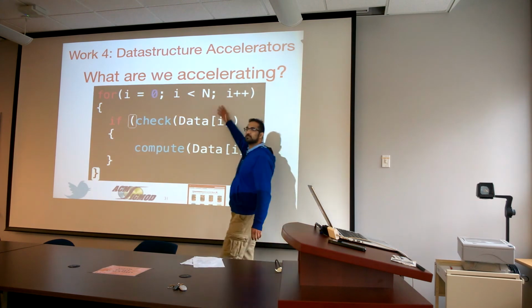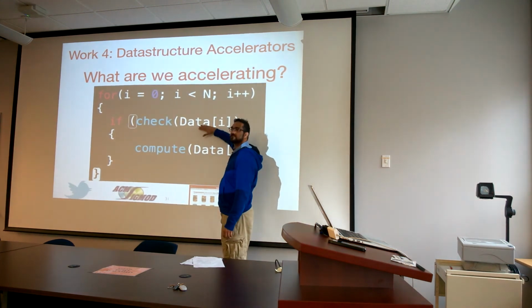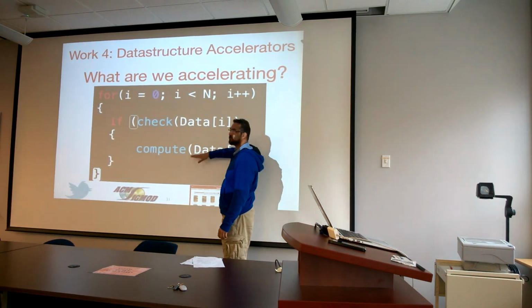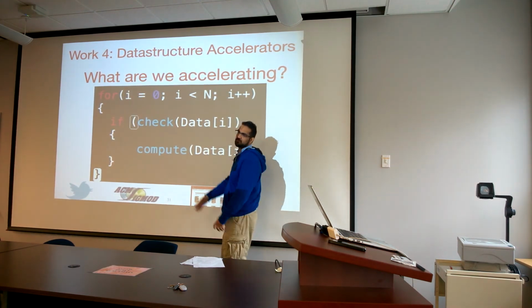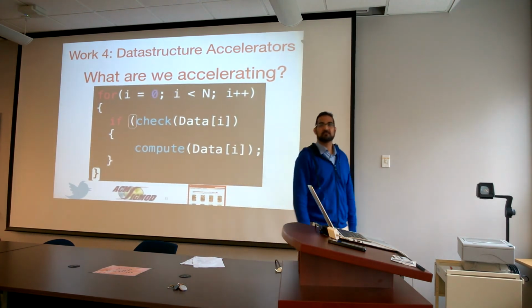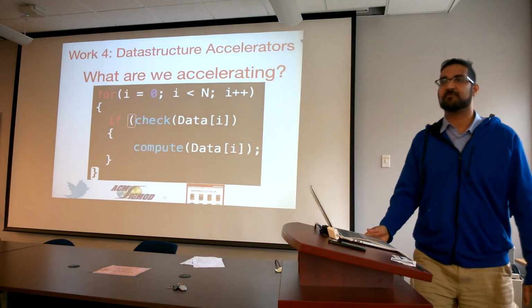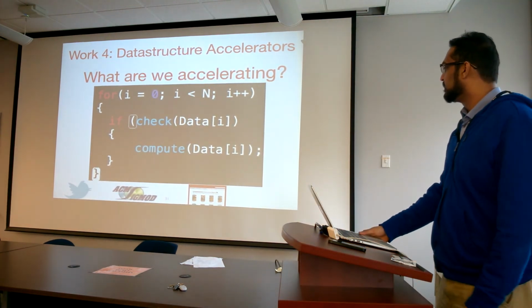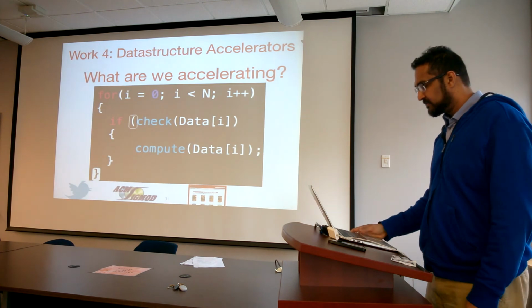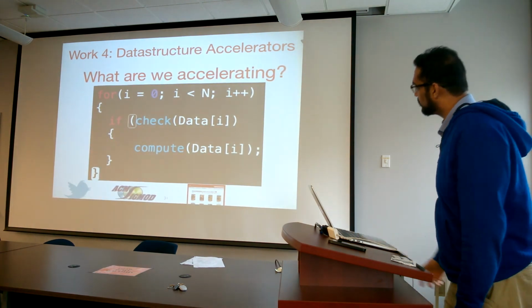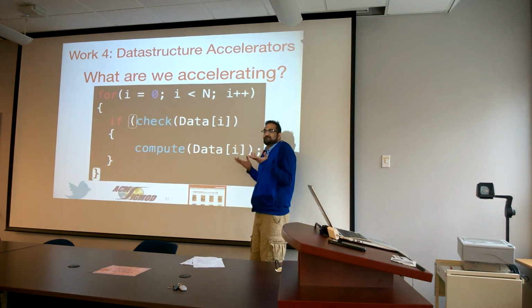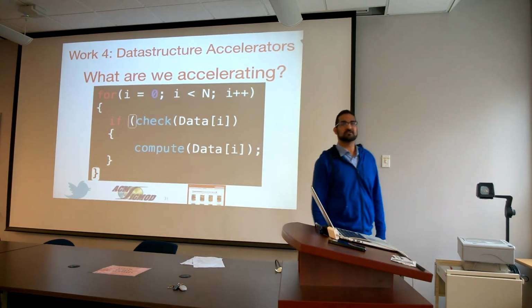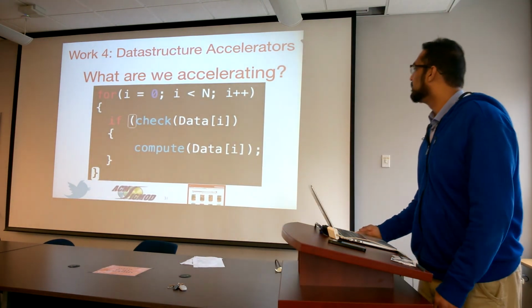I have a loop. I check some condition, and the condition is satisfied. I do something with it. Okay? If you look at a lot of programs, and I'm sure many of you have come across this pattern, a lot of data-centric programs do this. Okay, and this code is really important. What's the energy hog in this?